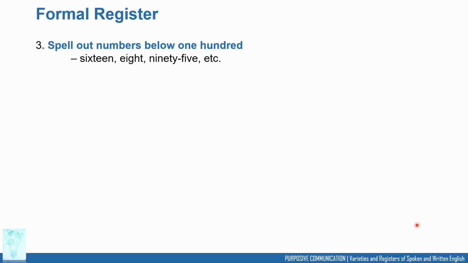The next rule, number three, is spell out numbers below 100. When writing, you have to spell out the numbers below 100. For 100 and beyond, you may write the numerals, but below 100 you should spell that out. So that's when you're writing in a formal register.